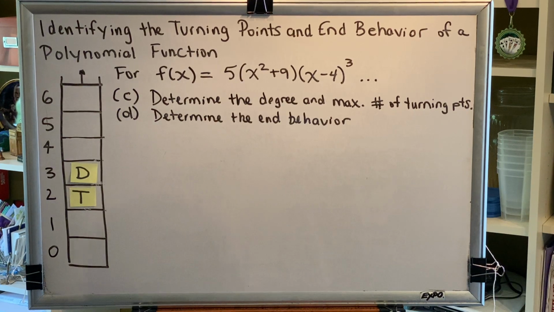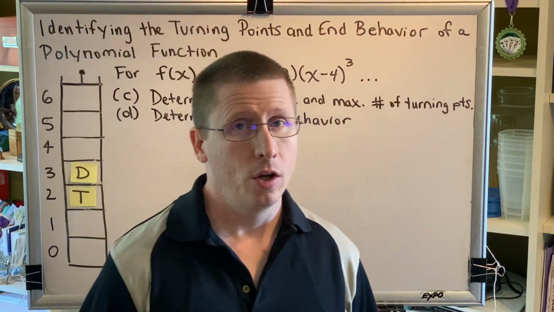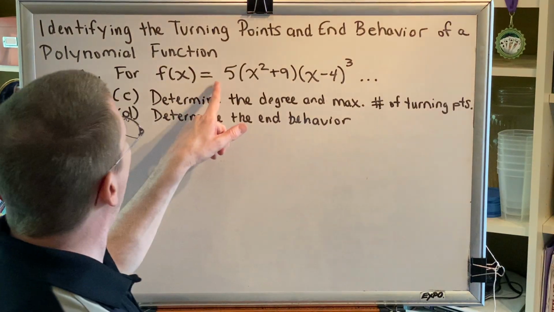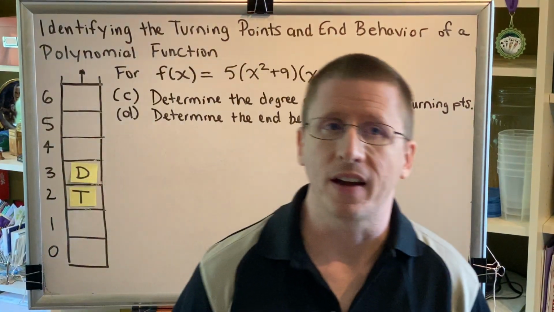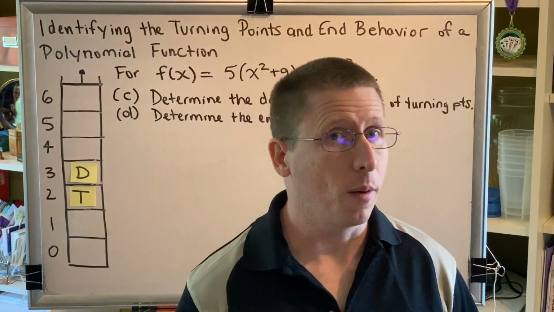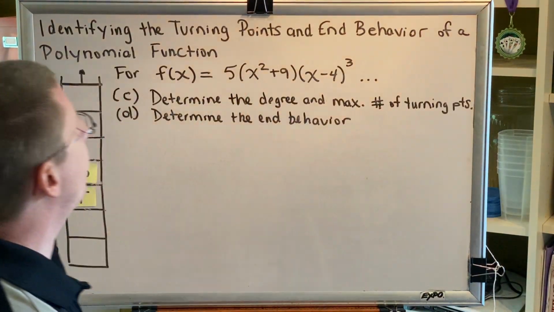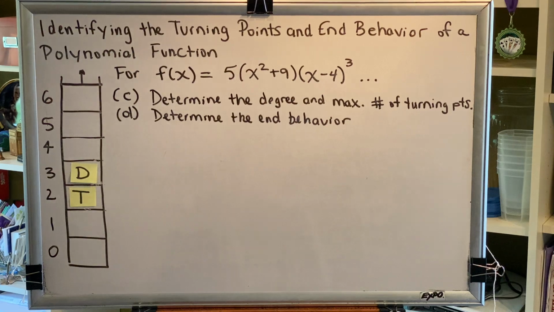Okay, let's begin with Part C, determining the degree and the maximum number of turning points. Remember that there are two ways to calculate degree. One way is to multiply all of these things out, and then the degree would be the largest exponent of x. The other is to use the theorem. In this case, the theorem is the faster path to determining the degree.